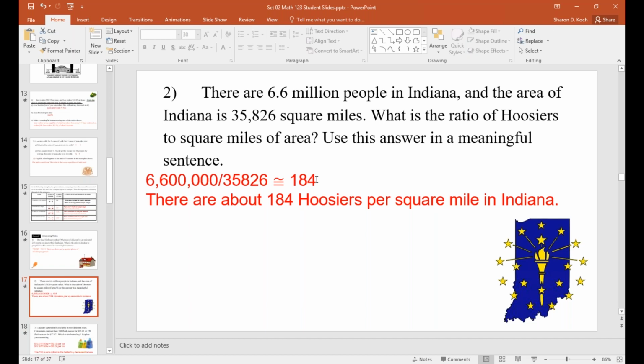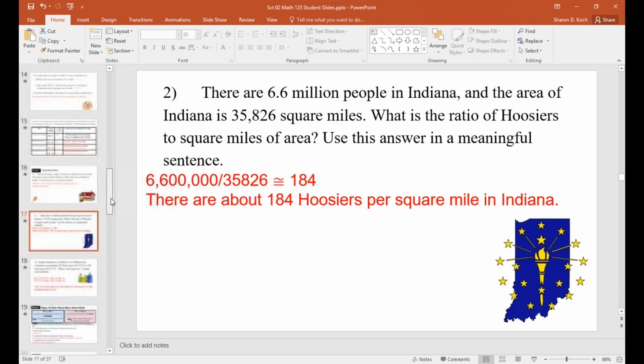So what does that mean? If we were to divide all the population of Indiana up evenly throughout the whole state, there's going to be about 184 people per square mile. That's what that means. Okay.